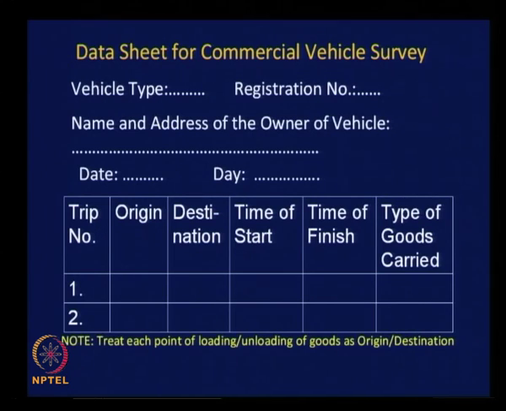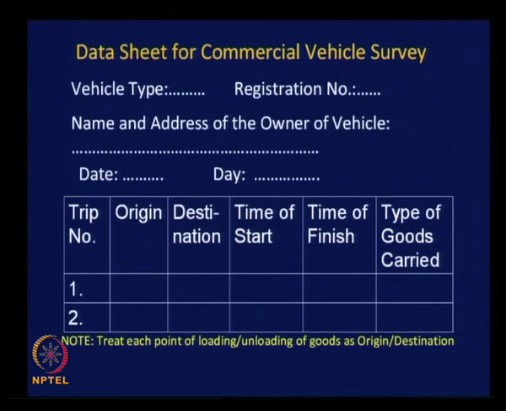What is a commercial vehicle? In this context, commercial vehicles are goods vehicles. They could be trucks or light commercial vehicles or tractors, whatever, motor vehicles used for carrying goods are termed here in this context as commercial vehicles.